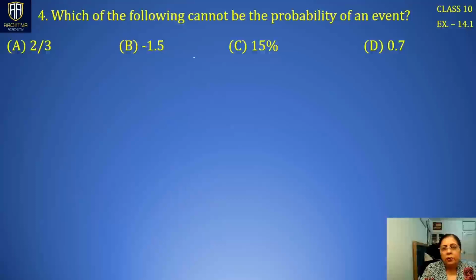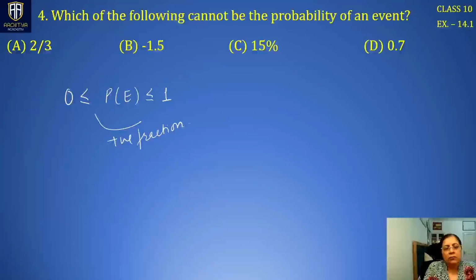Which of the following cannot be probability of an event? This is a good question, and in the previous video we had learned a few key points, that the probability of any event lies between 0 and 1, including both, right? That means it has to be a positive fraction. So if we take 2 by 3, yes, this is a positive fraction, it can happen. Negative 1.5. Probability of any event can never be a negative number. We had learned this in the previous video. Probability can never go negative.